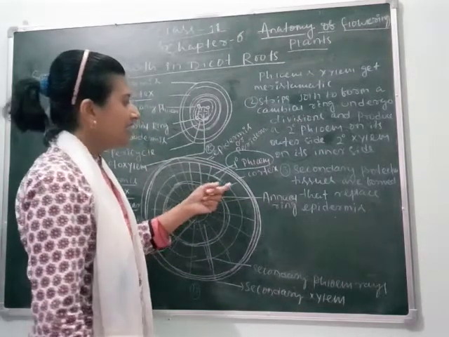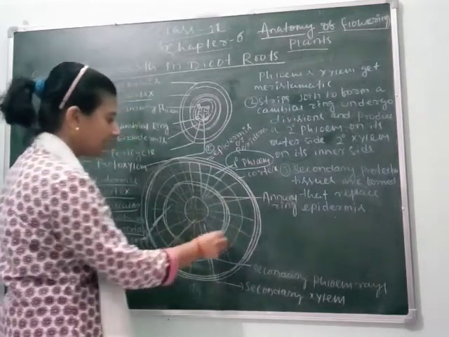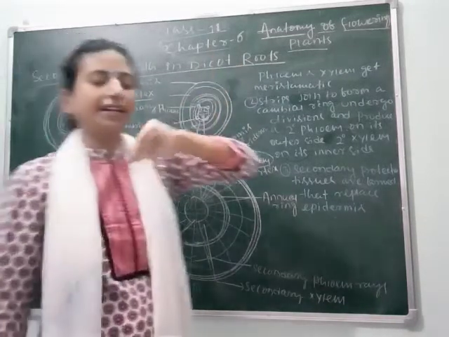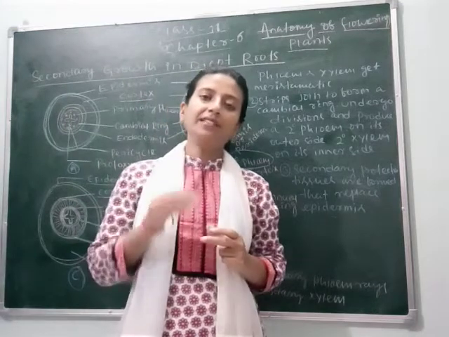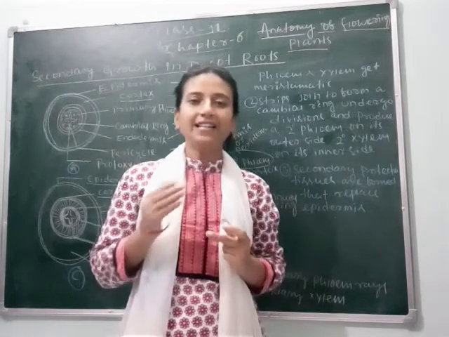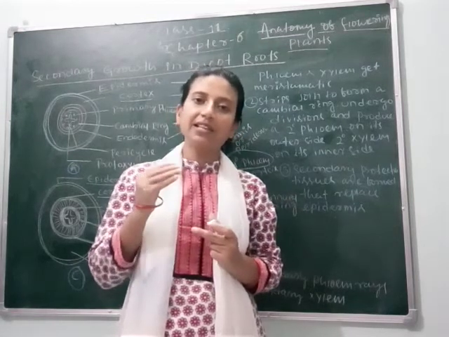Clear students? Next, the annual ring is formed between the xylem. You can see phloem and xylem get meristematic activity, means when secondary growth takes place in roots, meristematic activities can be seen in both phloem and xylem.